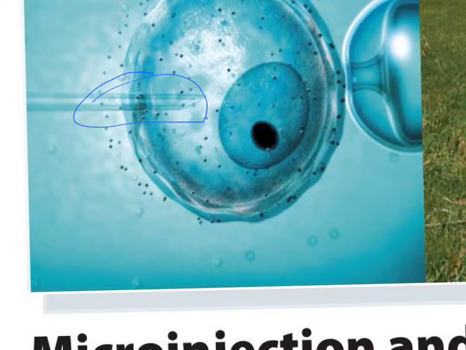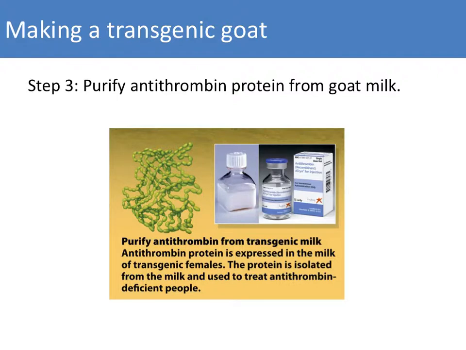Okay, right there. You can see it's a very, very thin pipette, like a needle, and they're actually taking out the nucleus and replacing it with another one with the correct gene in it. And then you get the antithrombin. It's a human antithrombin. You get it from the milk, and it's easy to separate it out.